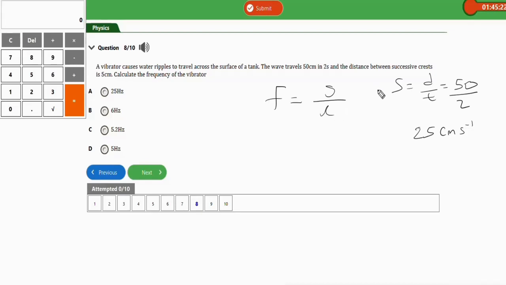So when you plug the value here, you're going to have 25 over the wavelength, which is the distance between successive crests, is 5. So when you divide through, the output will be 5 hertz. And that will be the answer to this question. The correct option is option D. Alright, so it's as simple as this. Let's wipe this now and solve the next question. The last one before we call it a class.